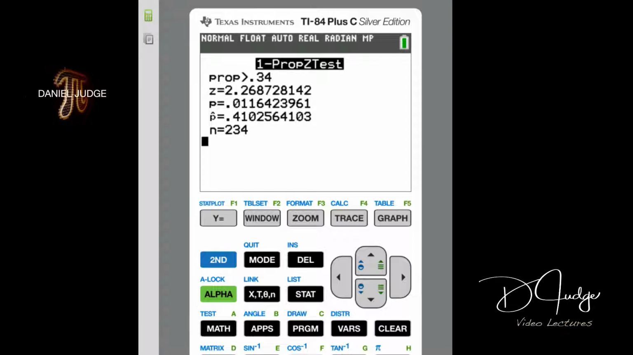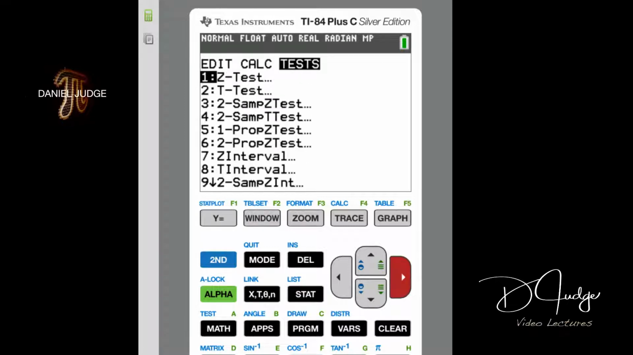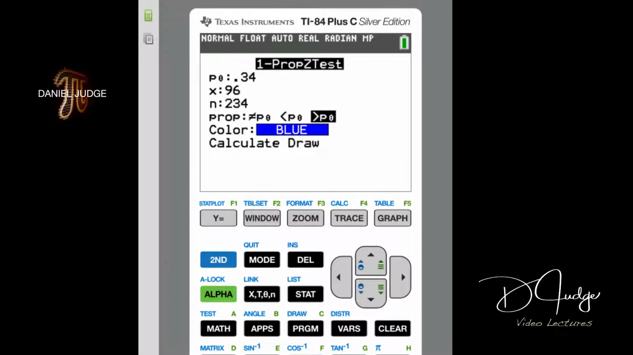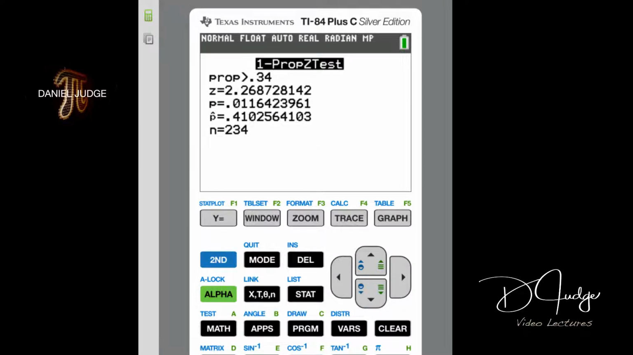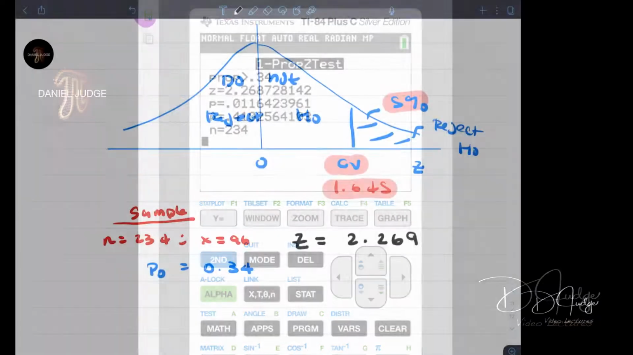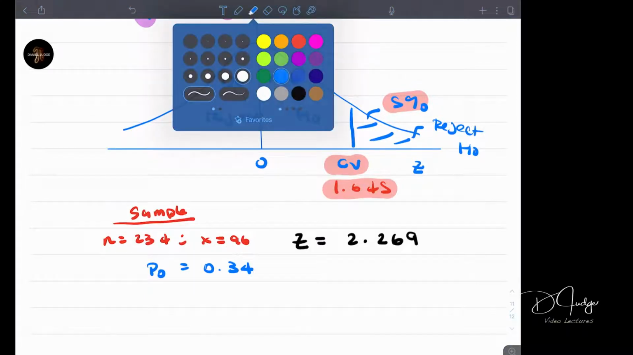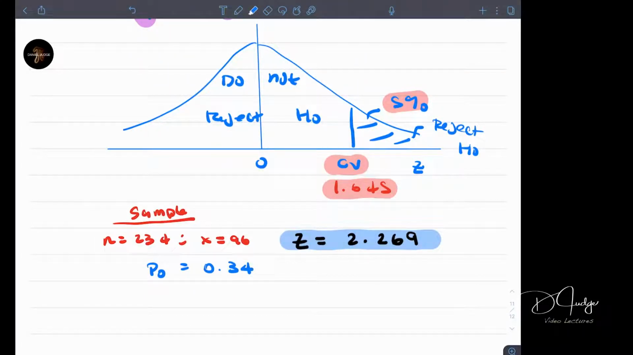And let me double check, ladies and gentlemen. Stat, test. I want to double check. I forgot to double check. One proportion z-test. So P naught 0.34, 96, 234. Looks like we're good. Apologize. Double checking. Okay. The test statistic is going to be z. We're going to go to the same place value of our critical value, which is the thousandths. So our test statistic is 2.269, approximated to the thousandths here. So here is what we were looking for. Here's your test statistic.